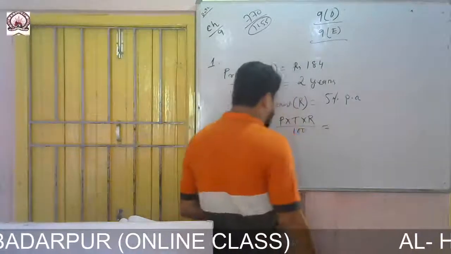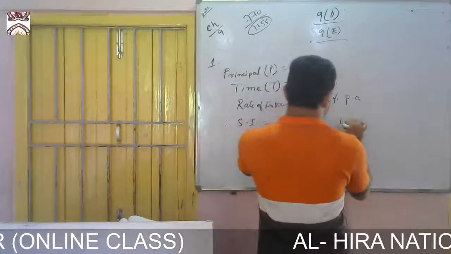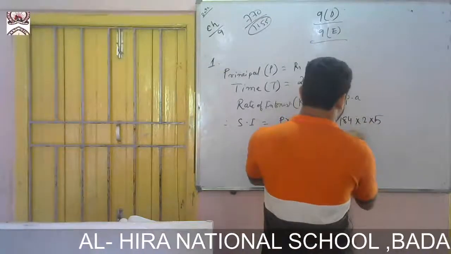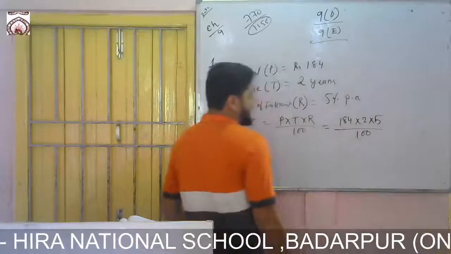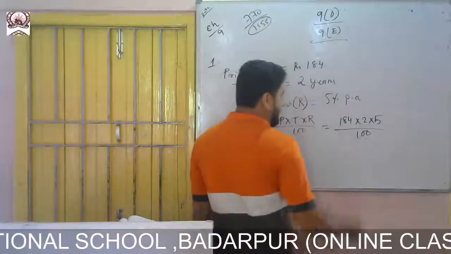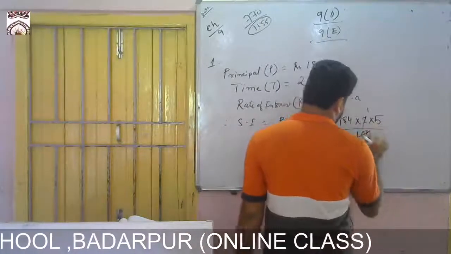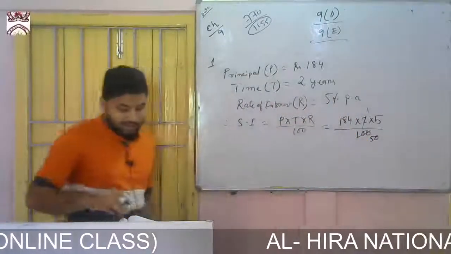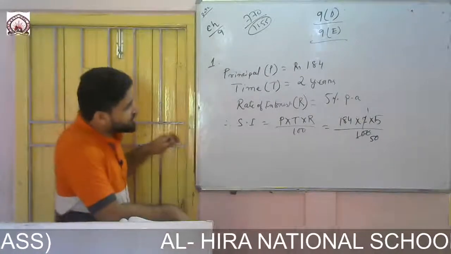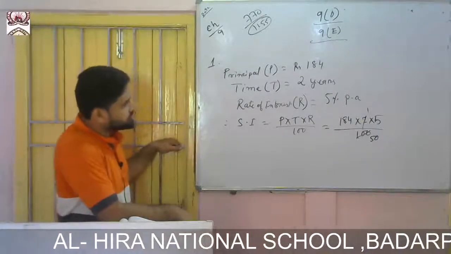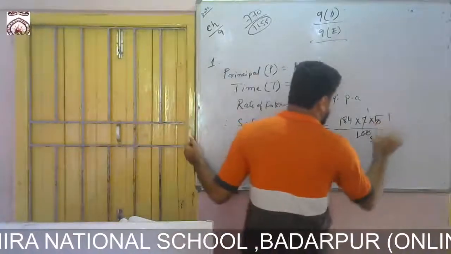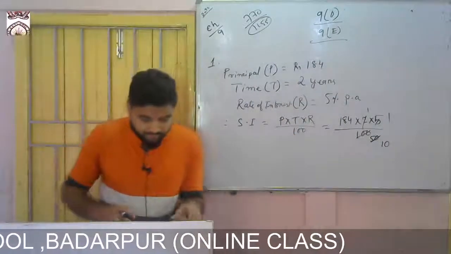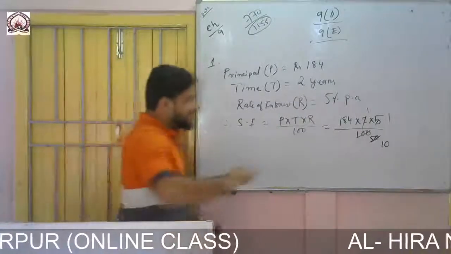Okay, so P will be rupees 184 into T into R, R is 5% by 100. So here I can cancel like this. 2 1s are 2, 2 50s are 100. 5 1s are 5, 5 20s are 100. So it is 1.